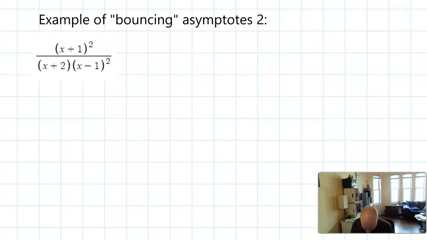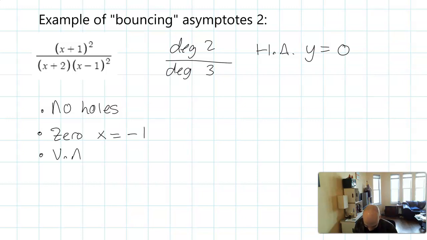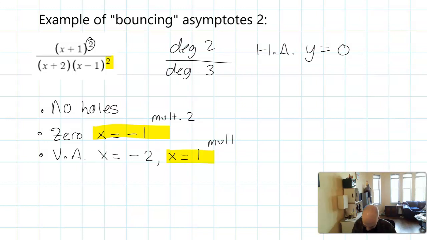So clear this out. So we have a degree 2 over a degree 3. So we're going to have a horizontal asymptote of y equals 0 because it's bottom heavy. We're going to have no holes, no factors canceled out. We're going to have a 0 at x equals -1. And the vertical asymptotes, the equation of the asymptotes is x equals -2 and x equals +1. But notice that 0 had a multiplicity of 2 because it had an exponent of 2, and so did that asymptote, so they both had this multiplicity of 2.